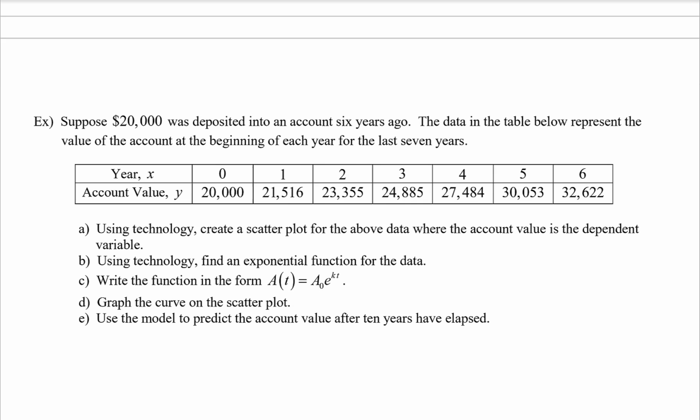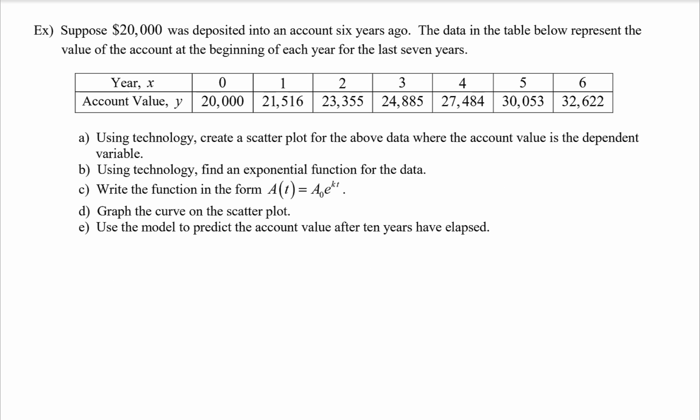So let's look at this first situation. It's going to look a little familiar. So suppose $20,000 was deposited into an account 6 years ago. The data in the table below represent the value of the account at the beginning of each year for the last 7 years. So at the very beginning, there was $20,000 in the account.